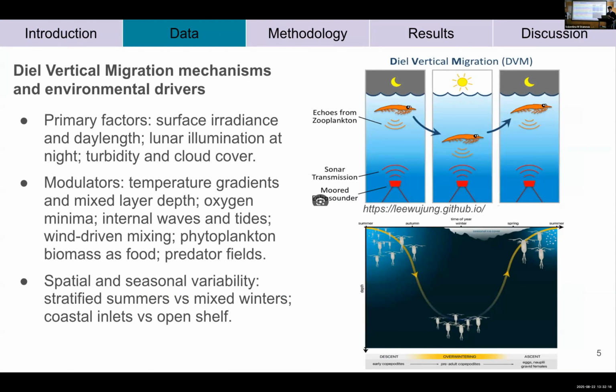So the vertical migration mechanism involves environmental drivers, such as surface irradiance, day length, and temperature, which can affect the migration pattern and at what time they move up, as well as phytoplankton biomass as food. This spatial and seasonal variability can affect their pattern. We were thinking that if we can use these environmental predictors, we can try to learn some meaningful pattern about their migration.